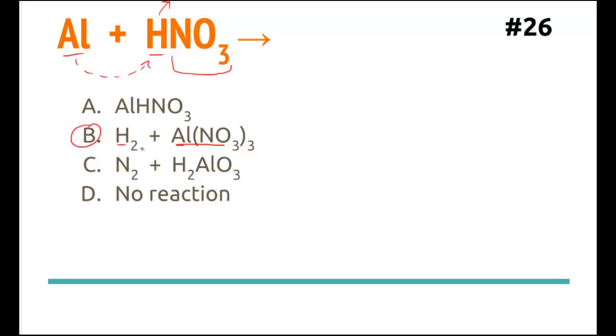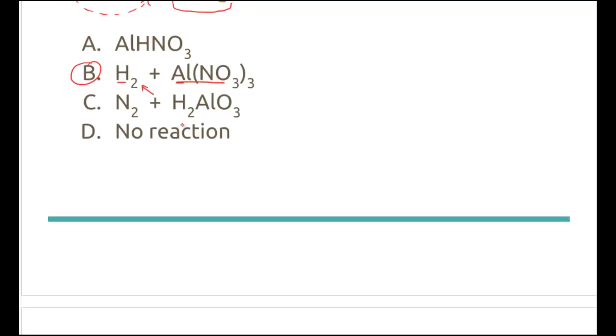Don't forget in that case that hydrogen is a diatomic element, so it's coming out in twos. As the hydrogen is being replaced, they join into pairs and make hydrogen gas, aluminum nitrate. Okay, there you go. If aluminum was ranked below hydrogen on the activity series, then you would choose no reaction because aluminum couldn't kick hydrogen out of its compound. But as it is, aluminum can.